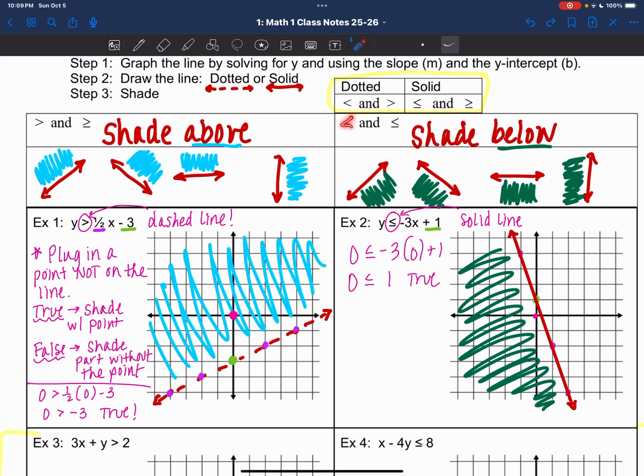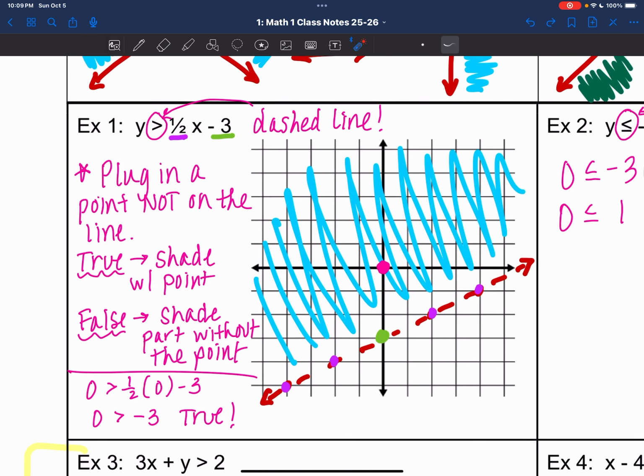And if it's less than and equal to, you're going to shade below. So we use our positive slope, it's going to go underneath. Same with the negative slope. And if it's a zero slope, it's going to be under. And then if it's undefined, it's going to be to the left. So all the parts that are less than, whatever that value is. Now, sometimes you may get a little confused on which way you need to go. So there's another way to do this.